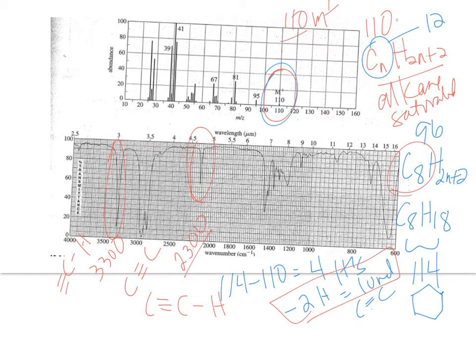And what did we say? We have 8 carbons. So 1, 2, 3, 4, 5, 6, 7, 8. And our molecular formula is C8H14. So it is likely to be 1-octyne. 1-octyne is the structure that I would propose.